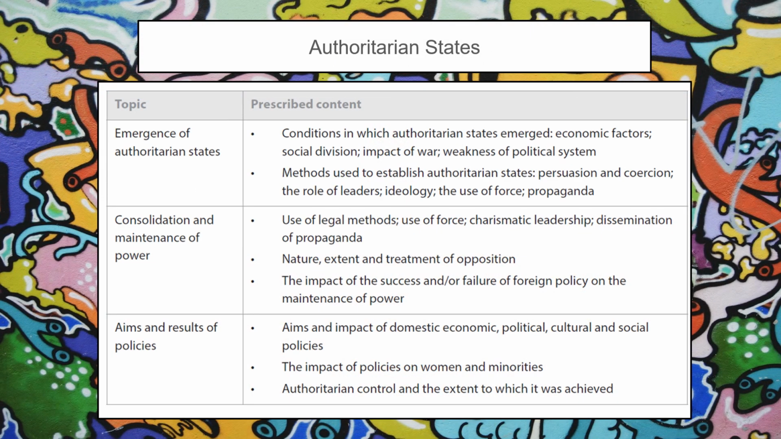So here's the prescribed content based on authoritarian states. As you can see, it's very vague. It's not specific. Your job is to plug in Mao in China and then Hitler in Germany. And then you just look at each one of these factors. And that's how you study for this exam.